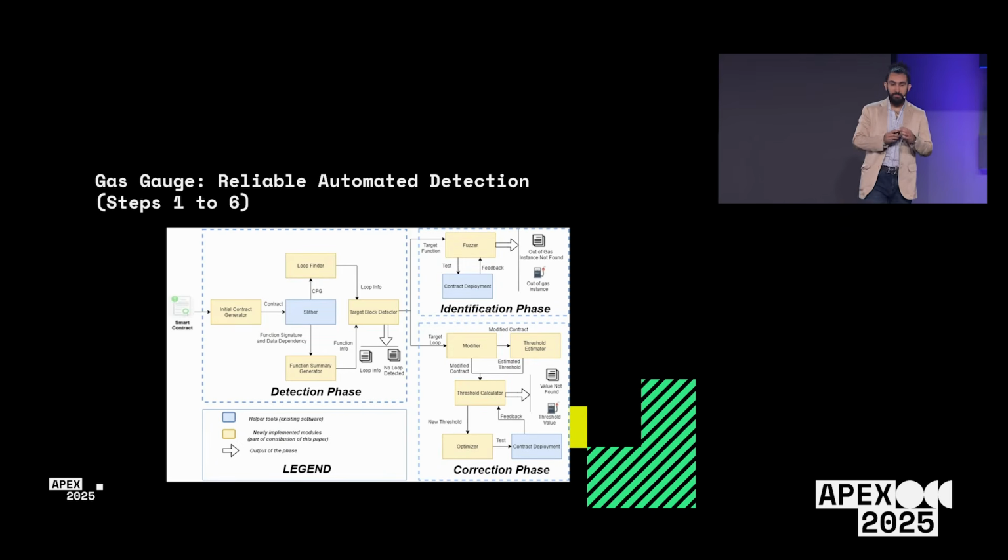OK, so let me briefly go over how GasGauge works. GasGauge is a static-dynamic analysis tool. It takes the smart contract, it runs some static analysis to see if there are any loops that might be problematic. If it finds anything, then it passes the results to a fuzzer, and the fuzzer tries to generate test cases and fuzzes the contract to find an instance of out of gas.